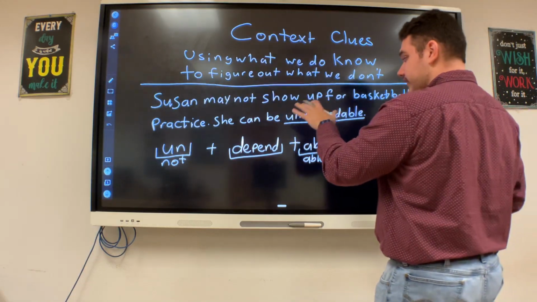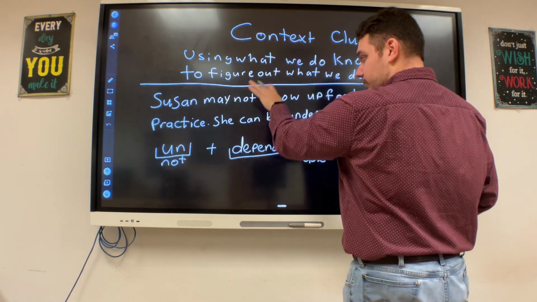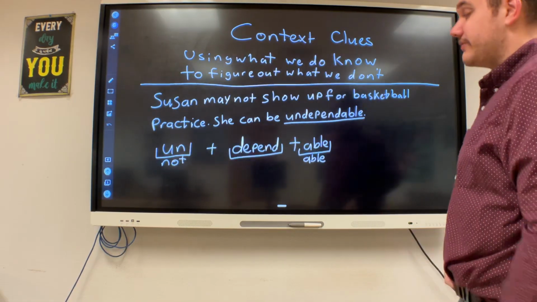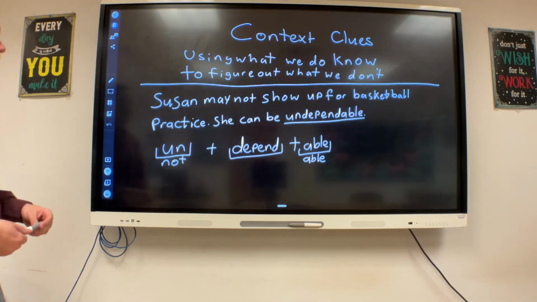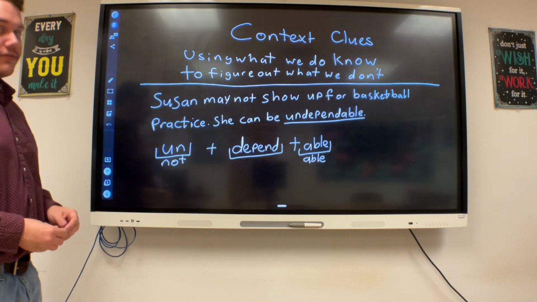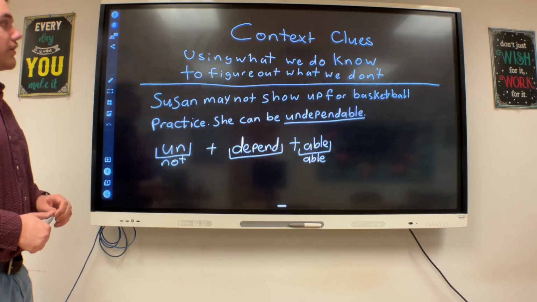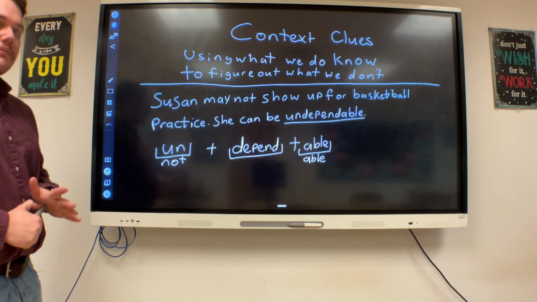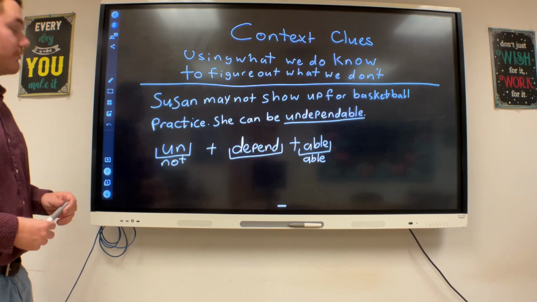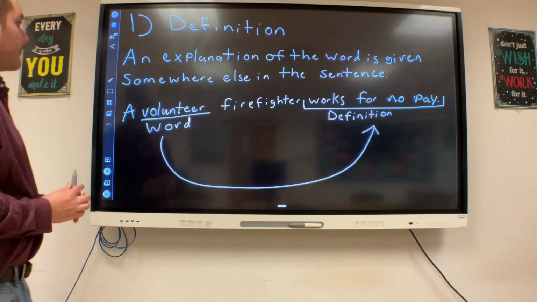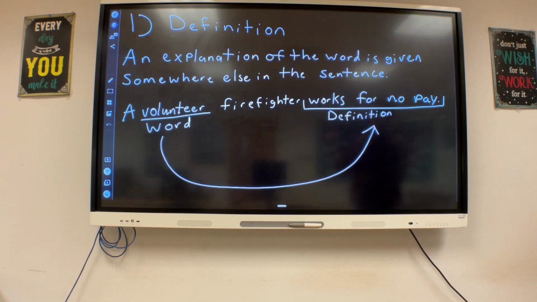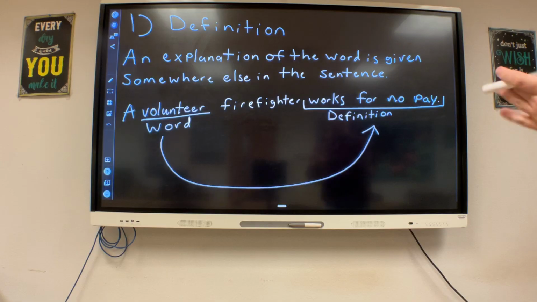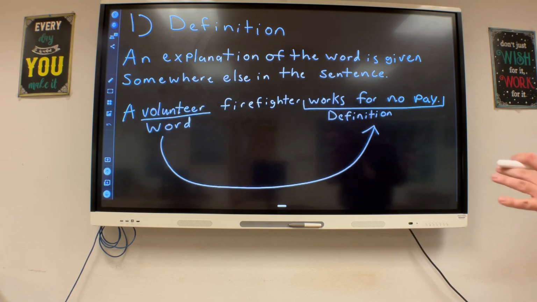So like I said, if we didn't know undependable, we could go back and see. She might not show up. There's no telling with her. Just unreliable, undependable. We just use that context to figure that out. Now there are 5 main ways to put together context clues, main ways they'll show them to you. The first one is just by giving you the definition later in the sentence. So it'll just be an explanation of the word that is given somewhere else in the sentence. It's not always later, it might be just somewhere else.